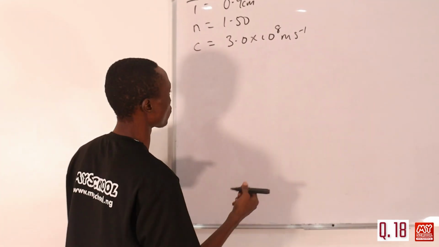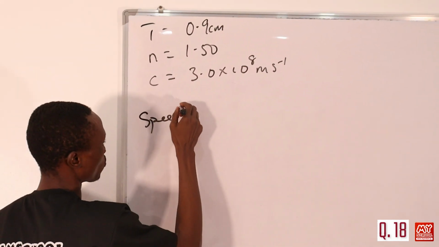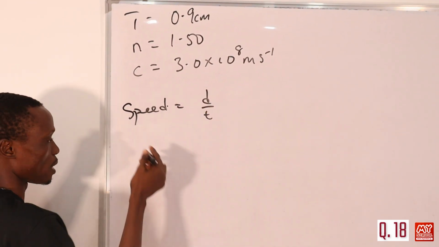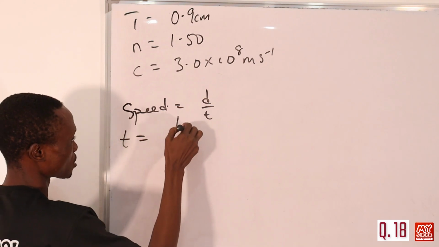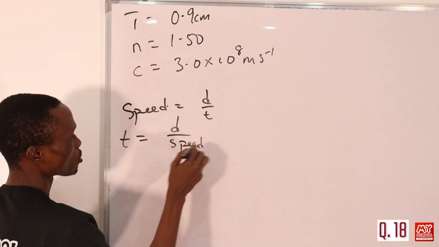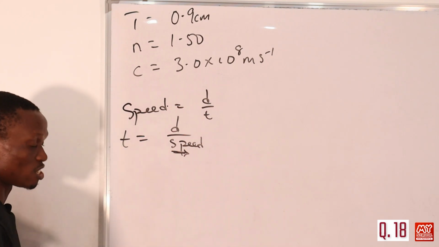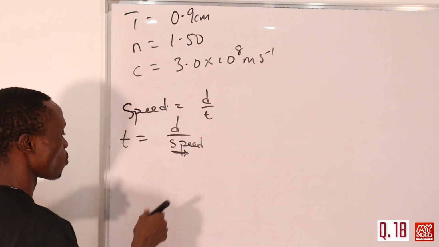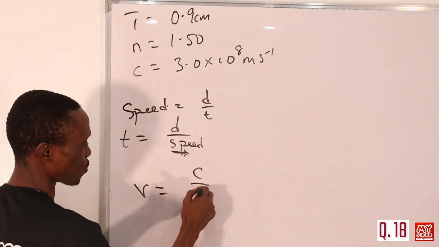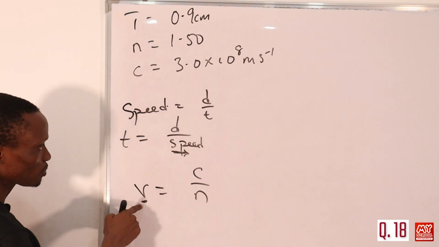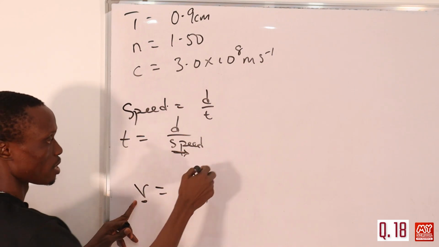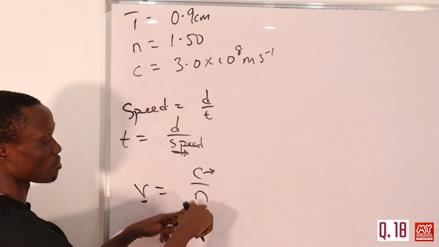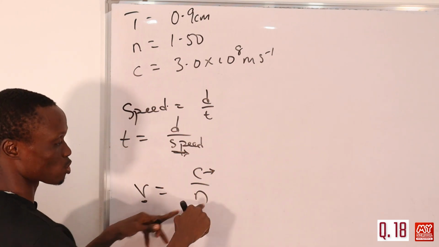First of all, we must not forget that speed is equal to distance over time. Since we are looking for time, we can make it the subject of the formula, so that time is equal to distance over speed. But the speed here actually represents the speed of light in the material, right? To get the speed of light in the material, we use v equals c over n, where v stands for the speed of light in the material, c stands for the speed of light in vacuum, and n stands for the refractive index of the material.